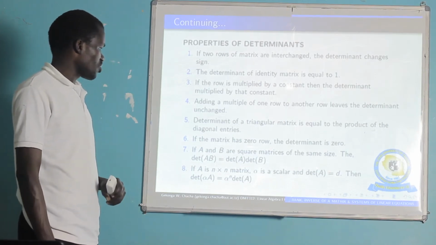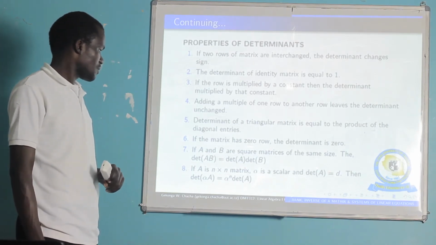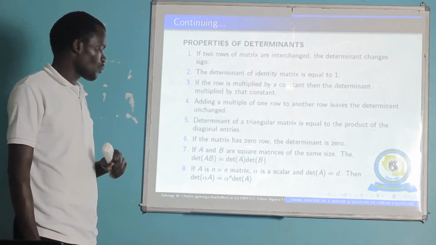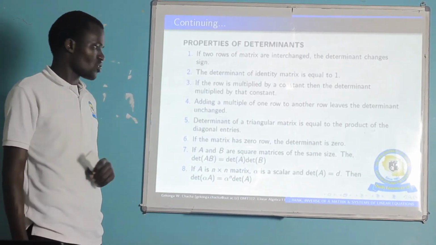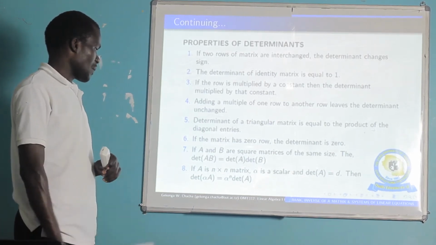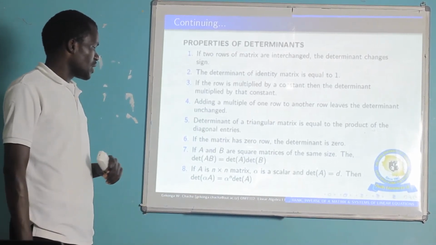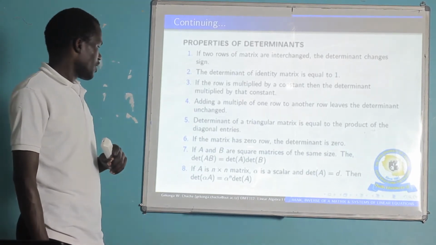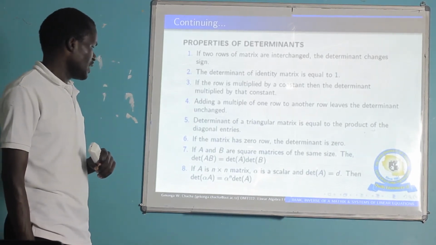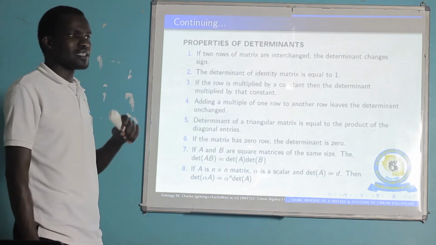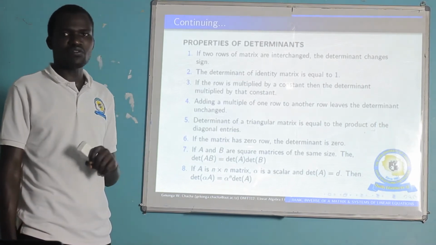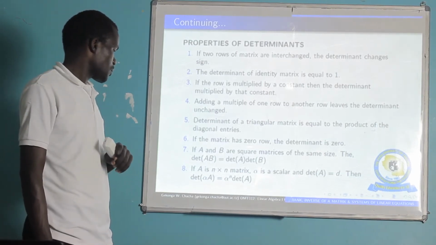Okay, we are going to see what's a triangular matrix. If the matrix has a zero row, then the determinant will be 0. Property number 6. Property number 7: if A and B are square matrices of the same size, then the determinant of matrix A times B is equal to the determinant of A times the determinant of B.